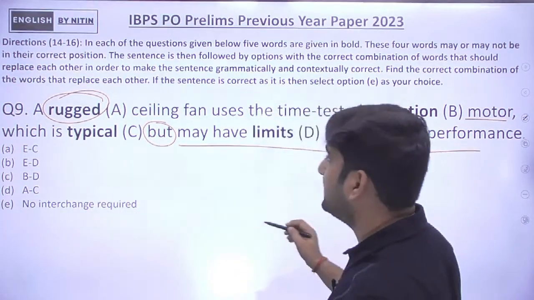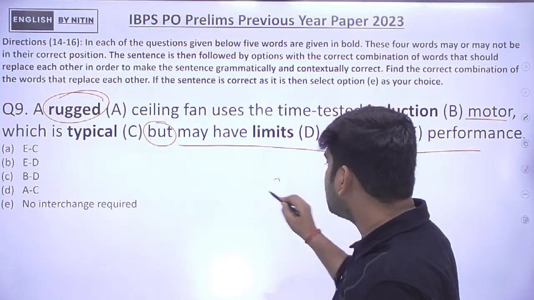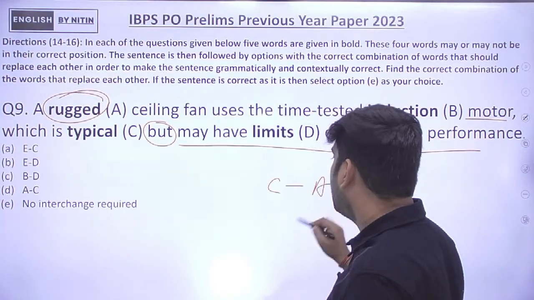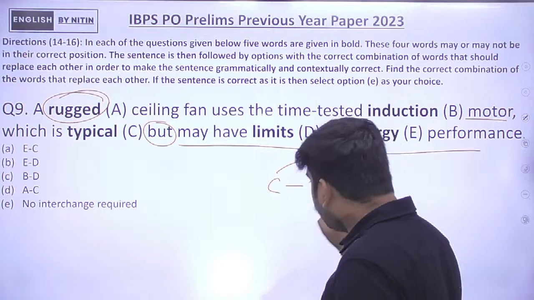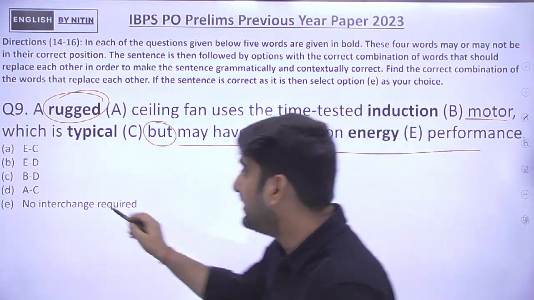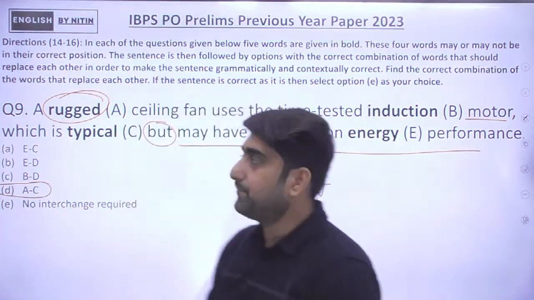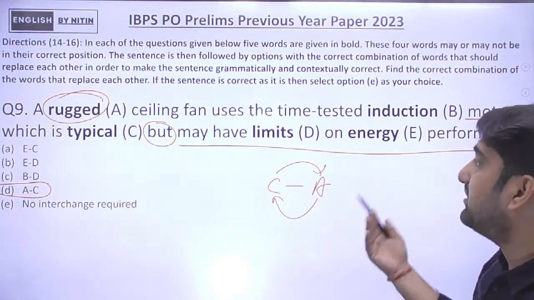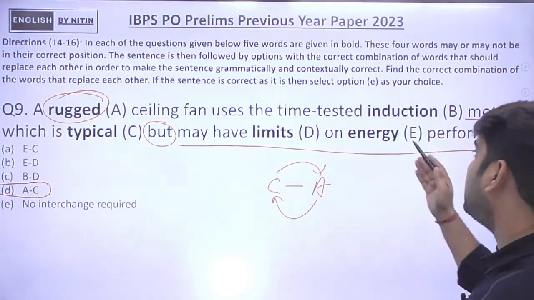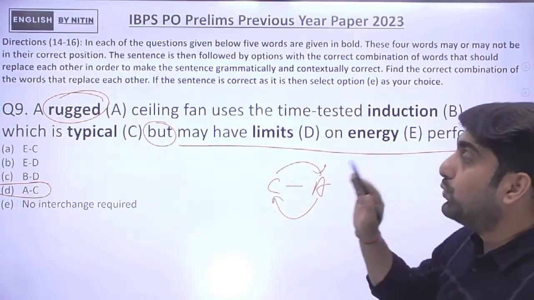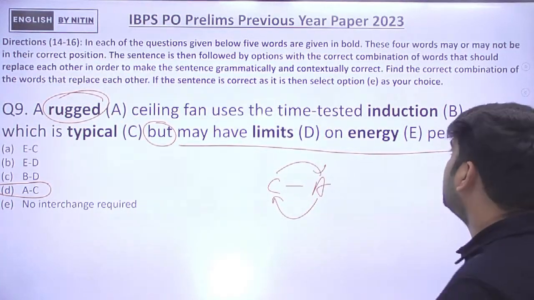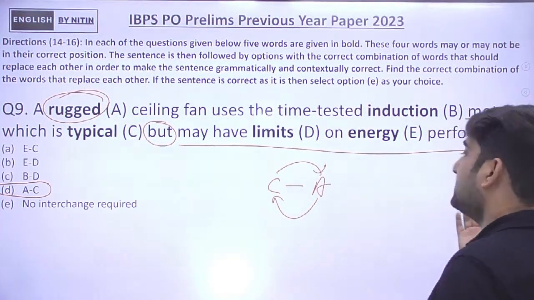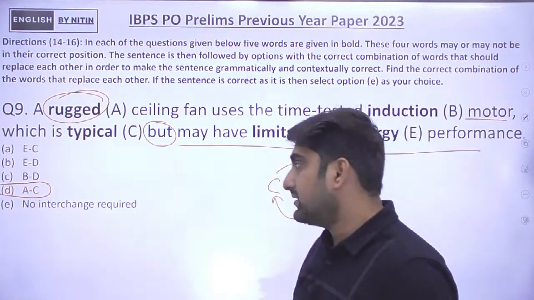So the answer is, we will replace C with A, and A with C. So A and C should be interchanged. The correct sentence will become, a typical ceiling fan uses the time-tested induction motor, which is rugged but may have limits on energy performance. Hence the answer is A and C.